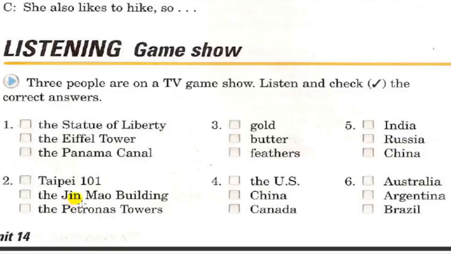Question number two. What is the tallest building? Taipei 101, the Jinmao building in Shanghai, the Petronas Towers in Kuala Lumpur in Malaysia. Kuala Lumpur is the capital city of Malaysia. The Taipei 101 is the highest, is the tallest. So the tallest building is Taipei 101. Question number three.